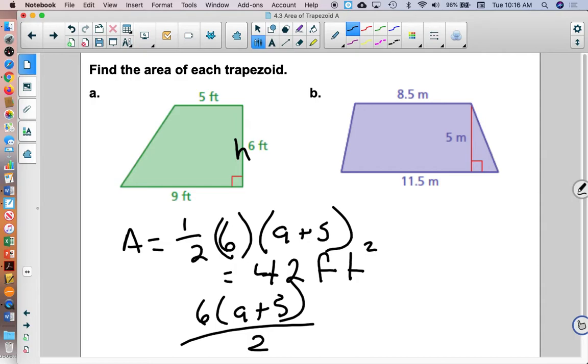What about B? What's the area of B? And I'm not going to write it. You need to know how to do it. So make sure that you show your work.